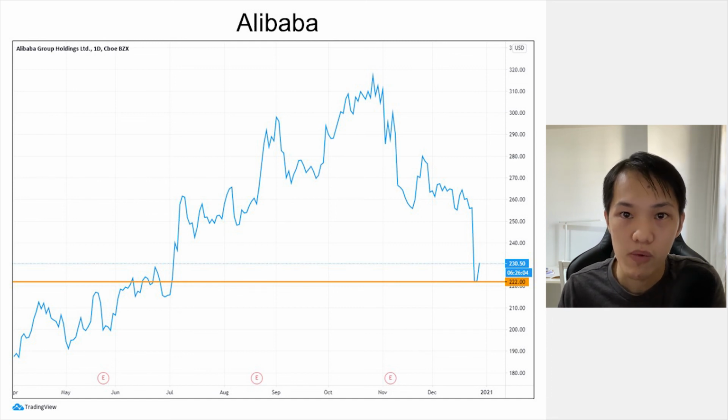So if we look at it from a short-term perspective, the price drop that Alibaba experienced last week does look dramatic. However, if we look at the historical prices long enough, the price of 222 is just the level of their share price in the first half of this year.